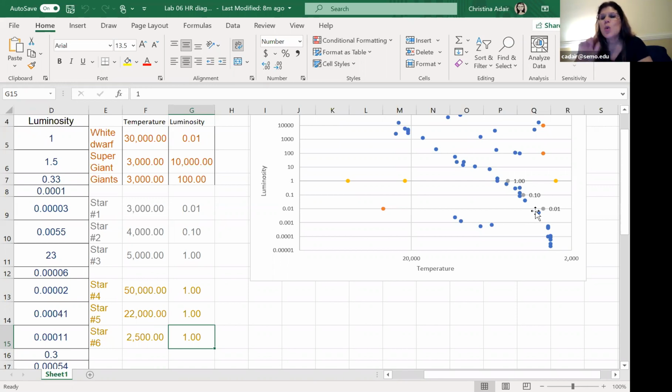So once again, why is it not possible to have a similar luminosity to the sun, but have a super cold temperature or a super hot temperature? All right. Anyway, if you have any questions, like I said, let me know.